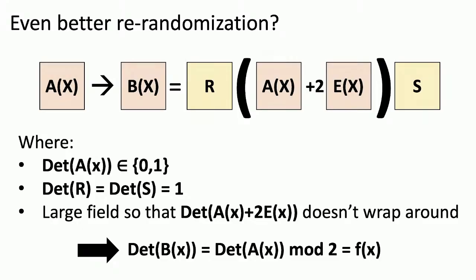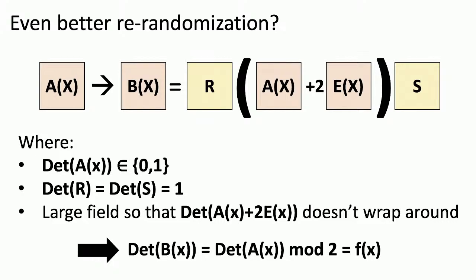And what this means is, let's say the modulus that we're working over is odd. If your determinant computation actually wrapped around the modulus, adding this even error is going to basically give you garbage at the end. However, by making sure that the modulus is large relative to, say, the entries of A and E, you can guarantee that the determinant computation does not wrap around, in which case the parity of the determinant is always going to be the parity of the original A.